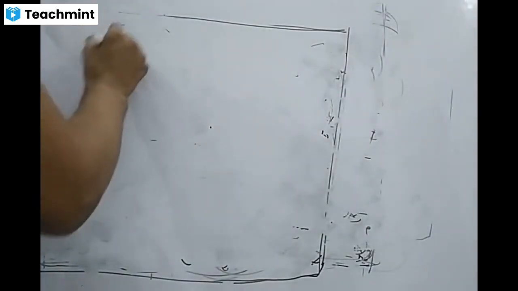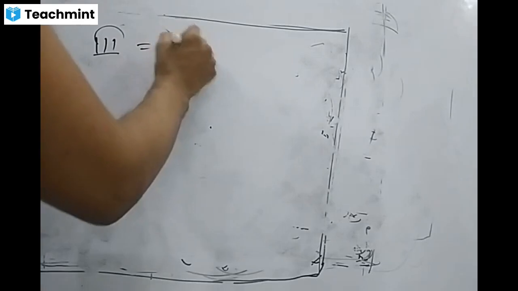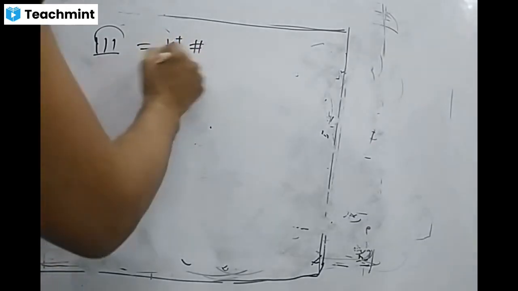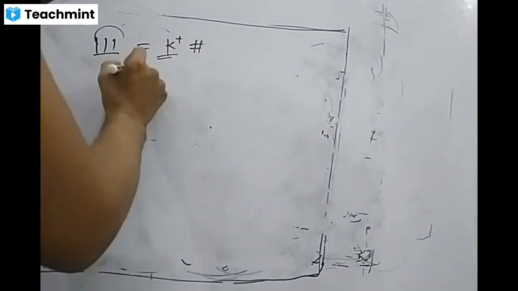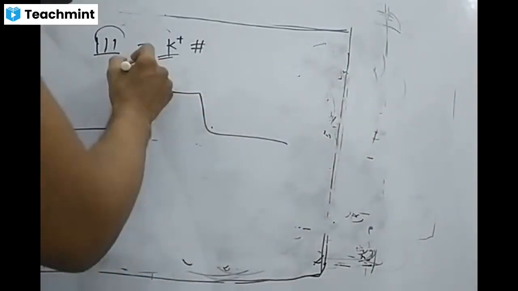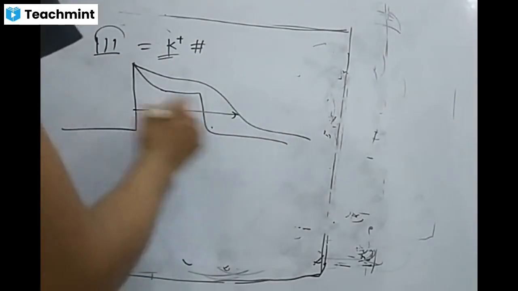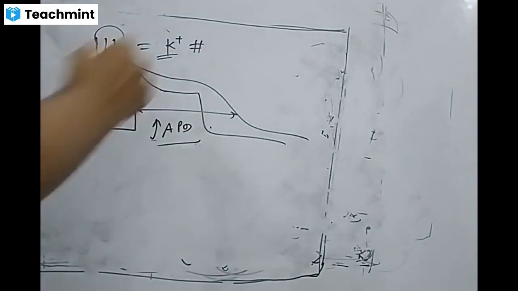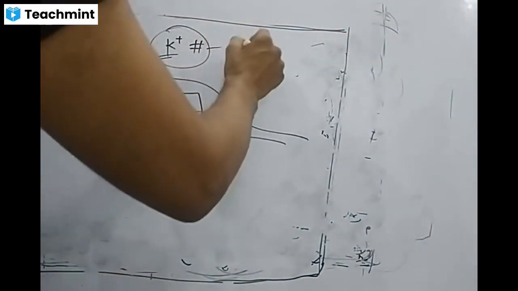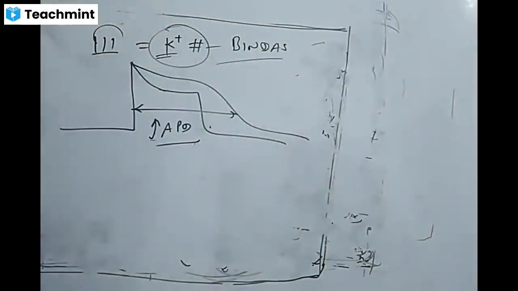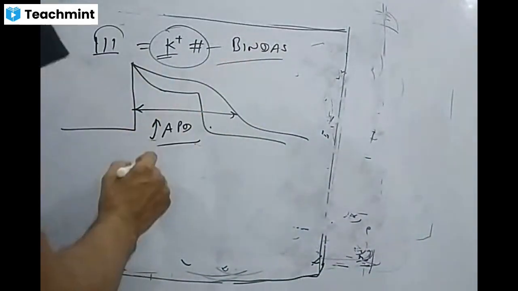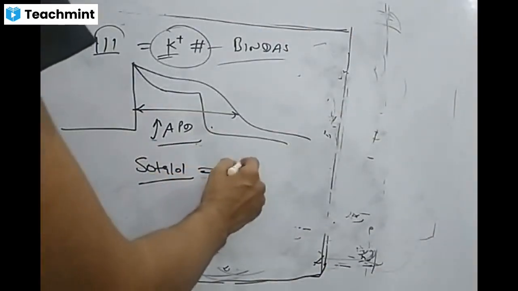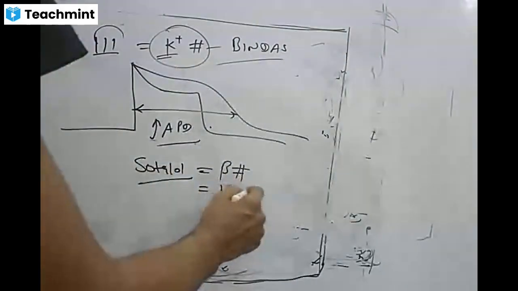Class 3 drugs are potassium blockers. It means they will increase the action potential duration. Class 3 examples are the Bindas drugs. Out of these, there is one, sotalol, which has both properties, beta blocker as well as potassium blocker.